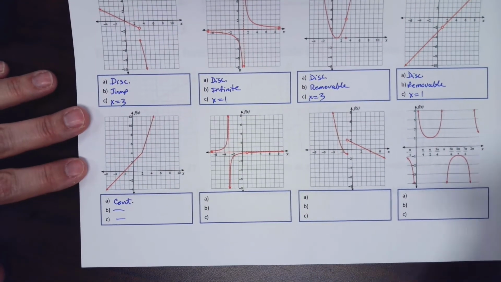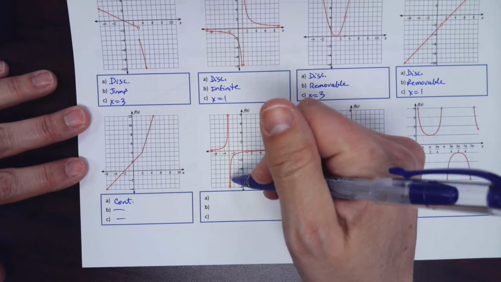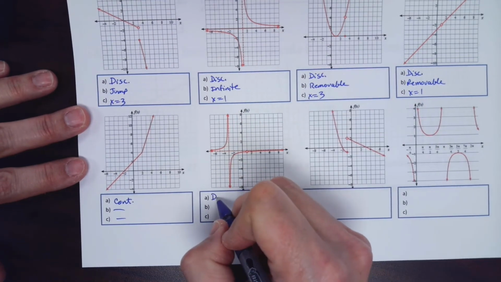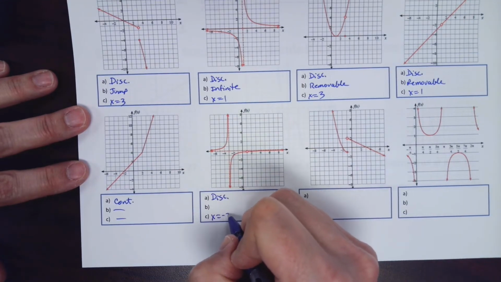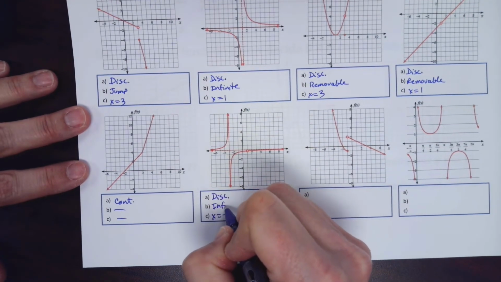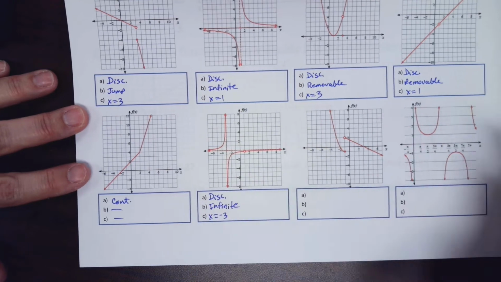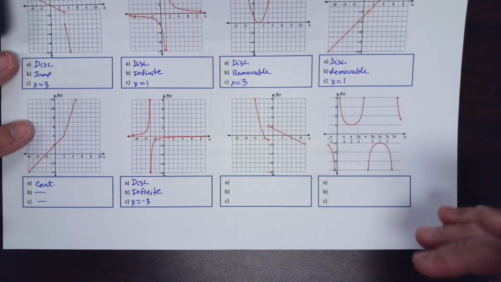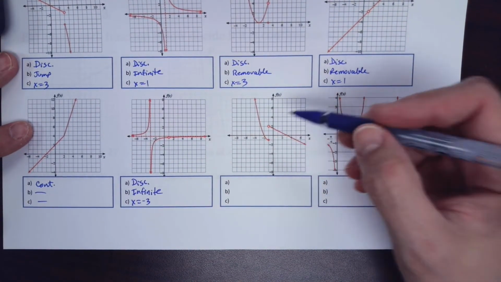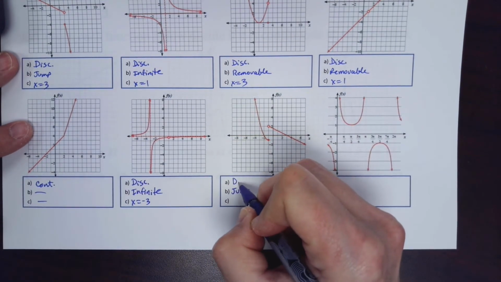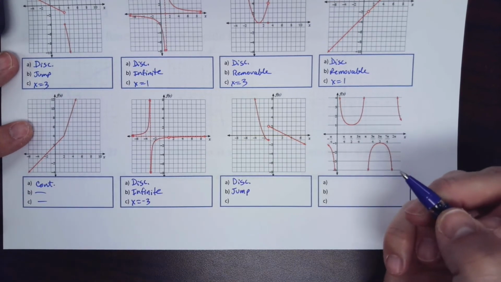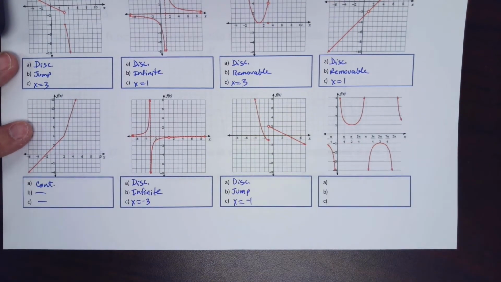For the next one, I see a vertical asymptote, things going to infinity, so this is discontinuous. It happens at x equals -3, and it's infinite. All right, next one. I definitely have a gap here, so that's a jump discontinuity at x equals -1.